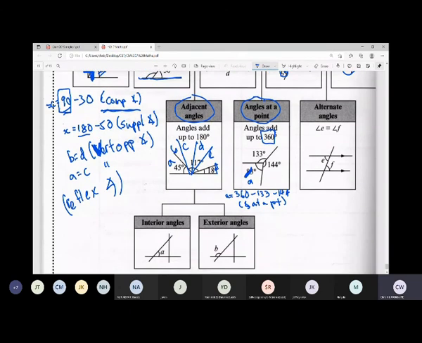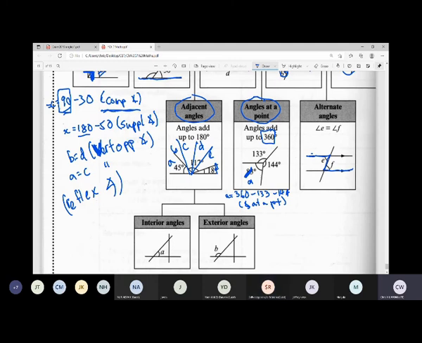Alternate angle, when do you use alternate angle? When you have, again, two parallel lines, and in the two parallel lines, you will notice that there is a Z, you know. You must see a Z. The Z is here. Well, I draw for you, okay? Can you see the Z? Alternate angle is always a Z.